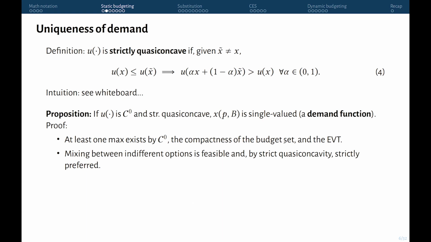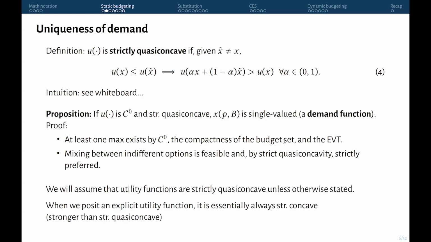And the strict quasi-concavity gives us uniqueness, because if you had multiple favorite options, well, any mixture of them would also be affordable, right? Like, if you're deciding between basket A and basket B, one thing you could do is just spend half your money on half of basket A and the other half on half of basket B. So mixing is feasible, and strict quasi-concavity tells us it'll be strictly preferred. So that would contradict the idea that A and B were favorites.